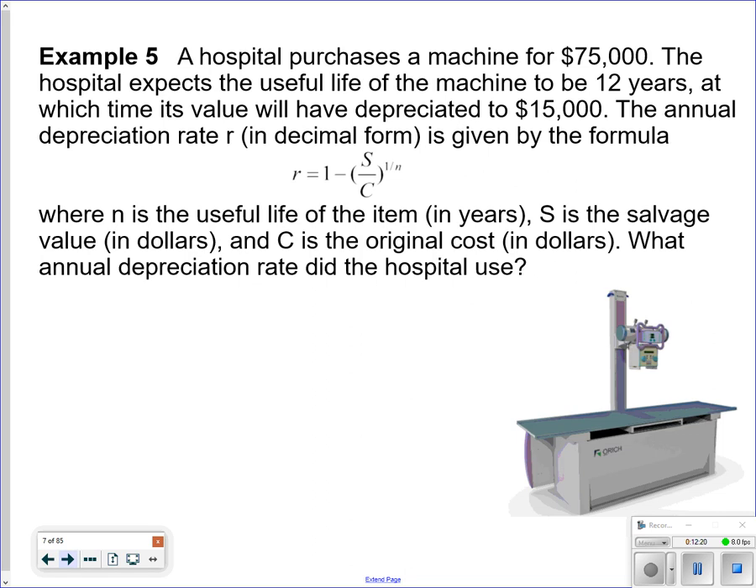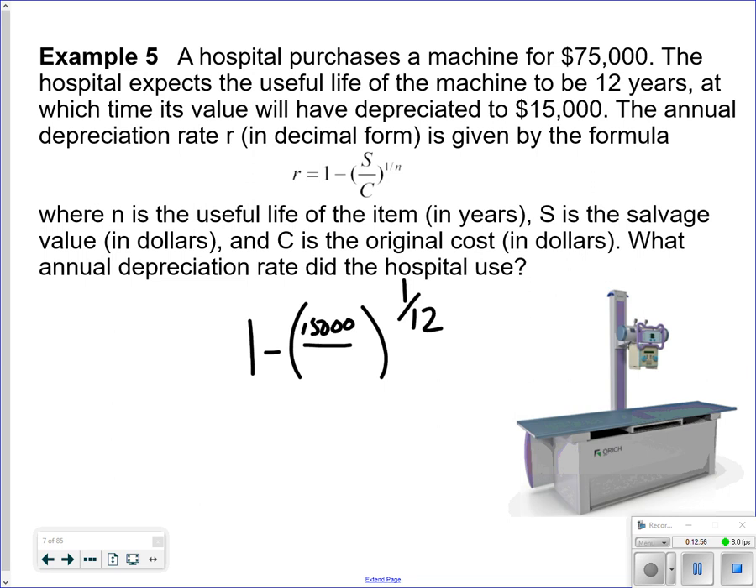This one's an interesting question, very real life question. The hospital purchases a machine for $75,000, and the hospital expects its useful life to be 12 years, at which time the value will depreciate to $15,000. The annual depreciation rate R is given by the formula, where N is the useful life. So N is the useful life. So I have 1/12. S is the salvage value. In this case, you're talking about the depreciating to 15,000. So 15,000 is the S.